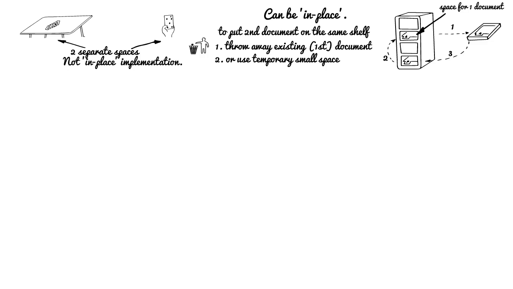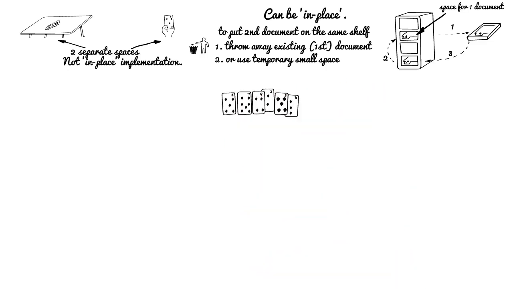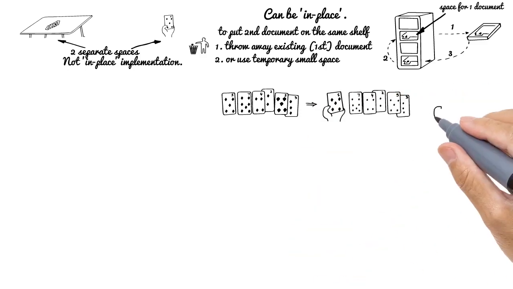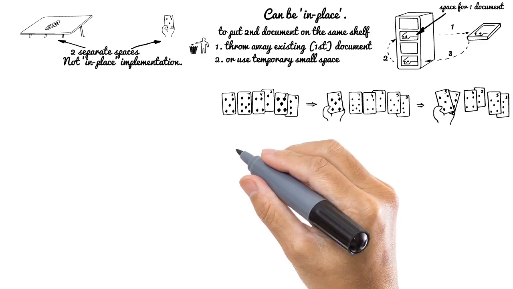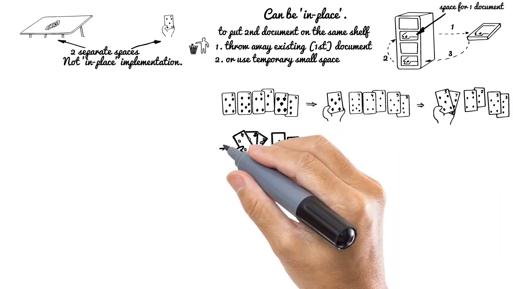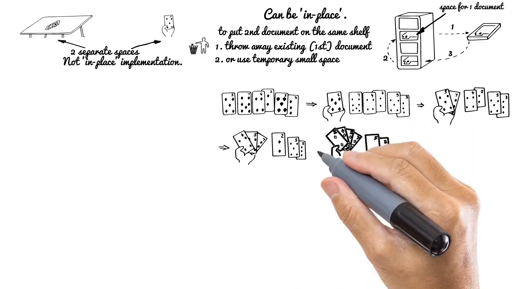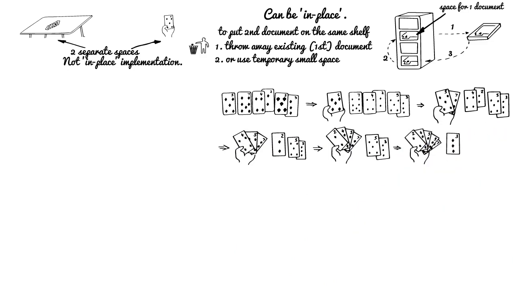Returning back to the in-place insertion sort algorithm. For simplicity, you still can imagine a pile and a hand, but the card shuffling will be within the same space. 5, 7, 4, 2, 5, 3. Next step, 5, 7, 4, 2, 5, 3. Next step, 4, 5, 7, 2, 5, 3. Next, 2, 4, 5, 7, 5, 3. Next, 2, 4, 5, 5, 7, 3. And finally, 2, 3, 4, 5, 5, 7.